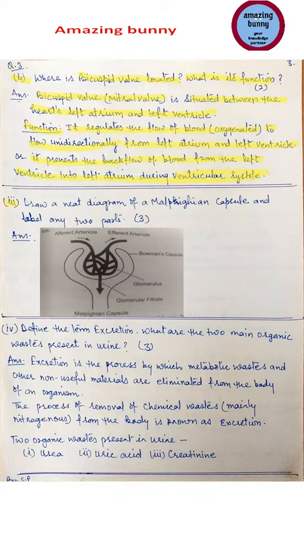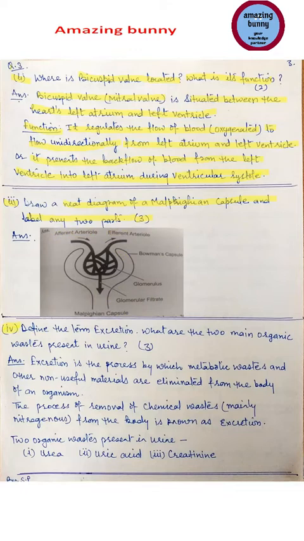Part 3 of question number 3. Draw a neat diagram of a Malpighian capsule and label any 2 parts. Now this question consists of 3 marks. Now as you can see, this is the diagram of the Malpighian capsule, and you can see there is a glomerular tuft of capillaries where the afferent arteriole is coming in and the efferent arteriole is going out, and this portion is known as Bowman's capsule, and this is the glomerular filtrate.